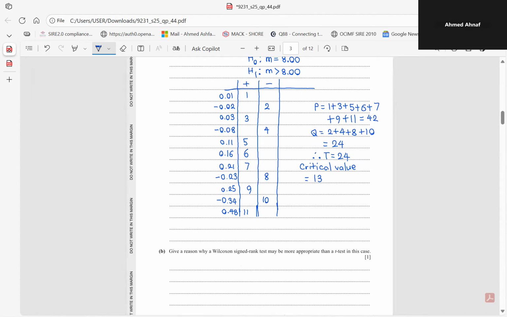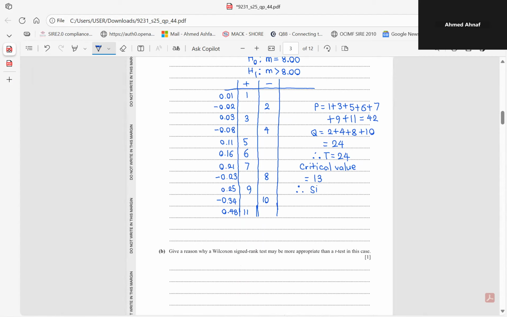Yeah, so as you can see, our test statistic is more than our critical value. So we are not going to reject H naught. It's opposite from the Z and T tests or the chi-square test, because it's a non-parametric test.